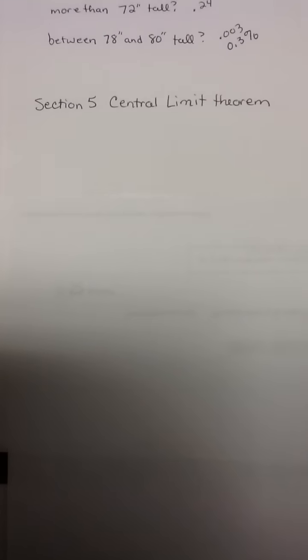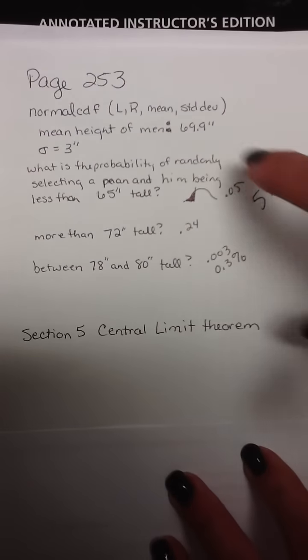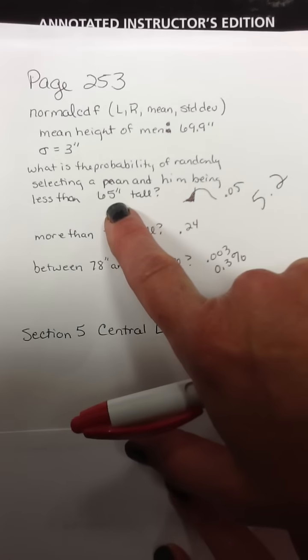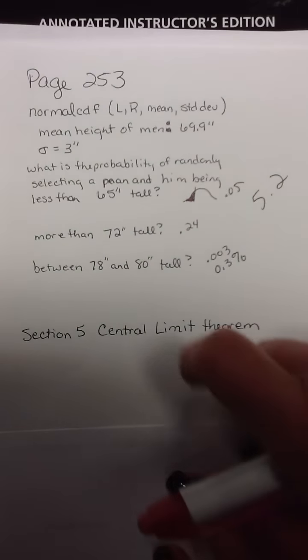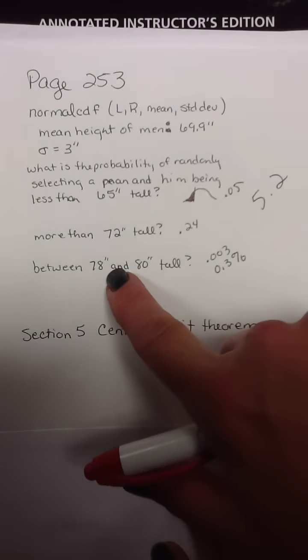Section 5 of Chapter 5 deals with the Central Limit Theorem. And to illustrate the Central Limit Theorem, I'm going to go back to a previous video we did on Section 5.2, where we used the normal CDF function to determine the probability of selecting one person who is less than 65 inches tall, or one person that is more than 72 inches tall, or one person who's between these heights.